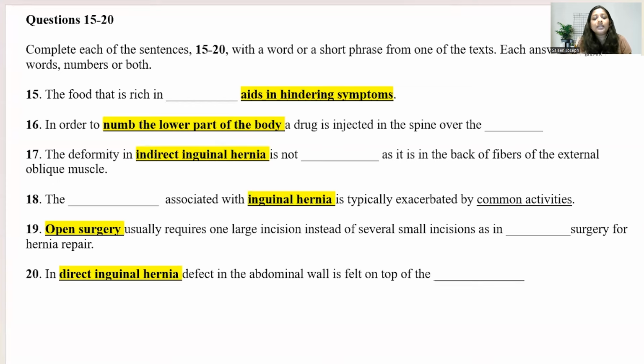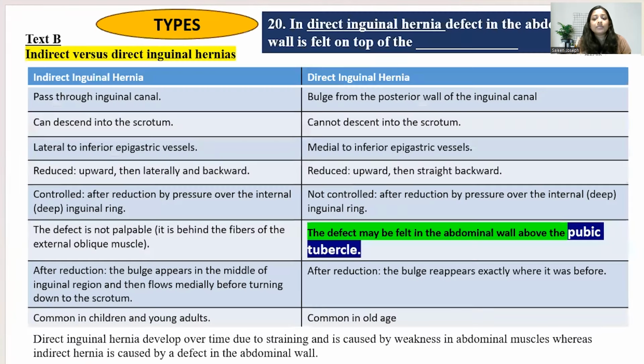Last one. In direct inguinal hernia, the defect in the abdominal wall is felt on the top of the dash. Pubic cervical. Yes. Good.